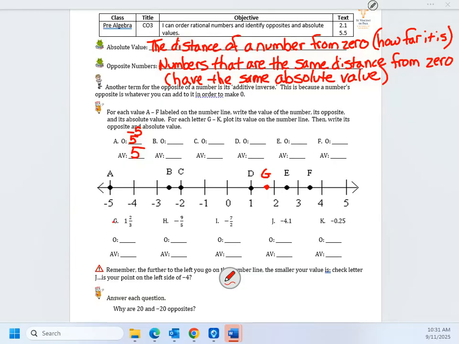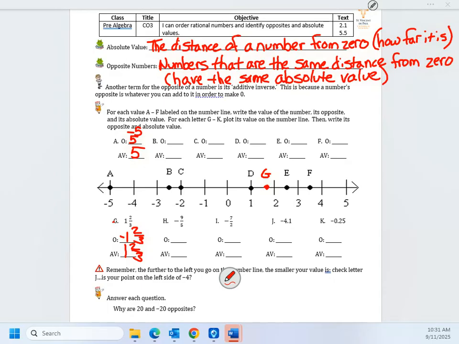Then I have to look, okay, 1 and 2/3, what is its opposite? Who can tell me the opposite of 1 and 2/3? Ellen? -1 and 2/3. What is 1 and 2/3's absolute value? Henry? 1 and 2/3. You need to fill in the rest the same way.